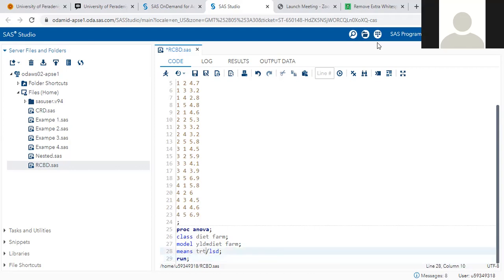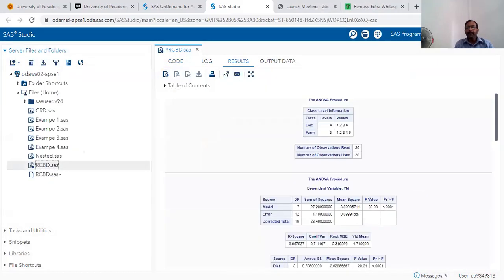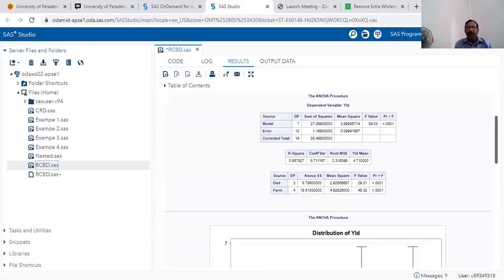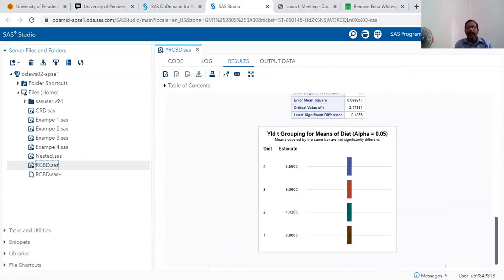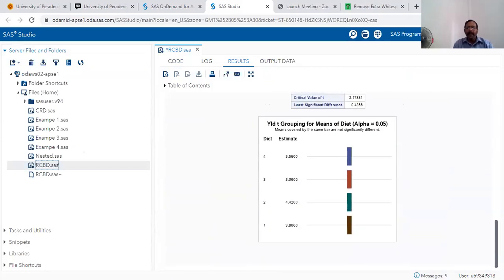Diet. So don't forget that, diet. Now you run. Now you see this table we know already. Now interesting, again the same story. All are having different colors, right? All are having different colors.